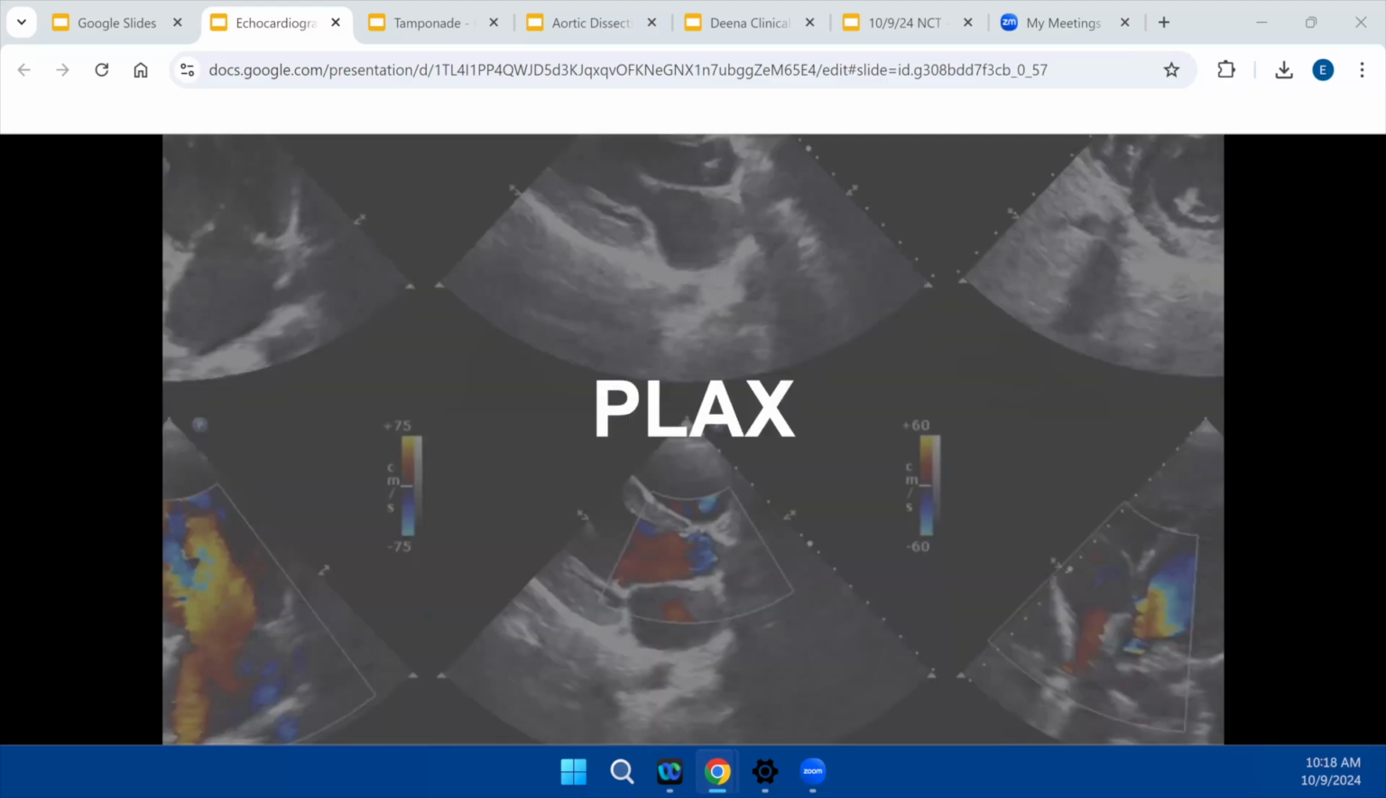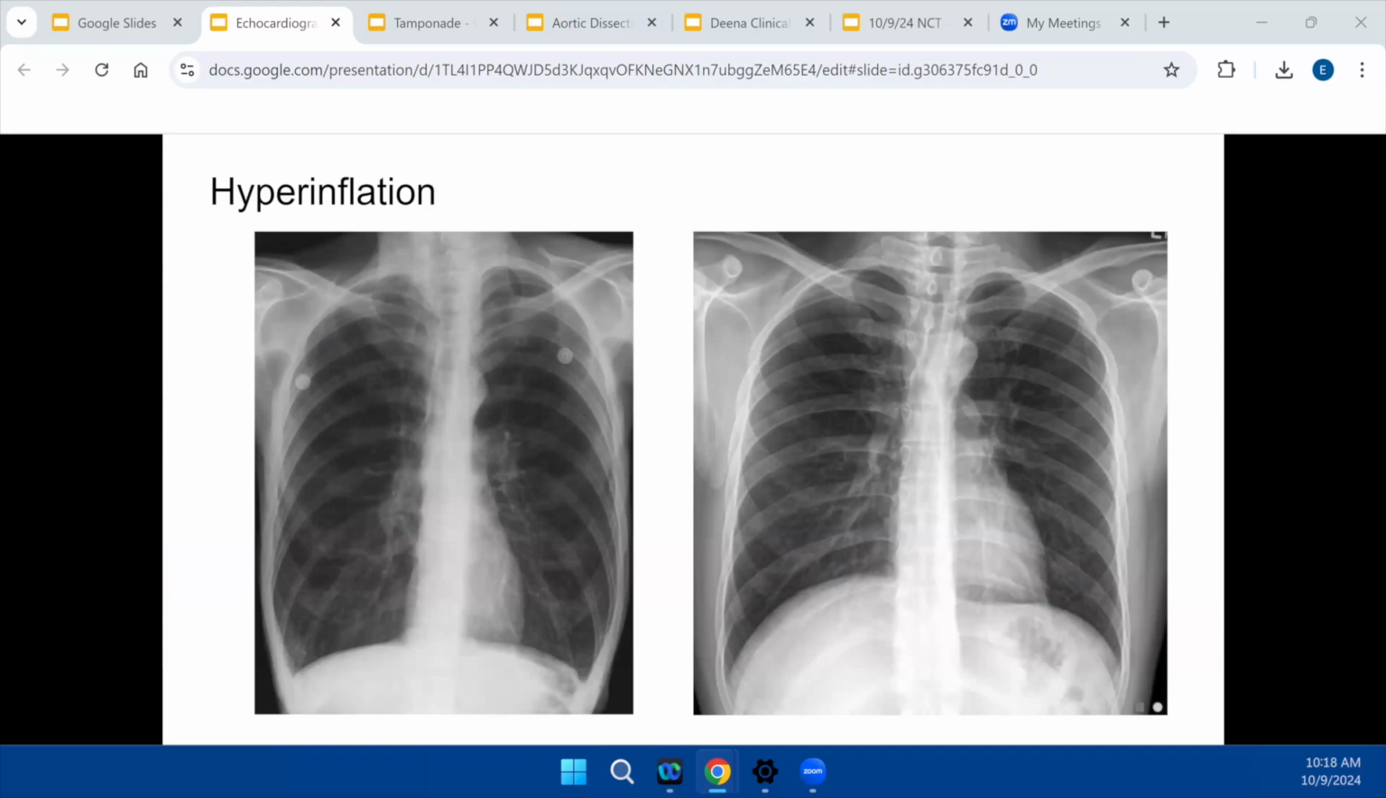So let's start with probes. Just a little bit of tips. So COPD, we have a lot of these patients, right? COPD, asthmatics, the guys who are like 6'4" and smoke like chimneys. Their thoraxes are ridiculously long. If you go to your normal third, fourth intercostal space, you're just going to see lung, and you're going to be frustrated.